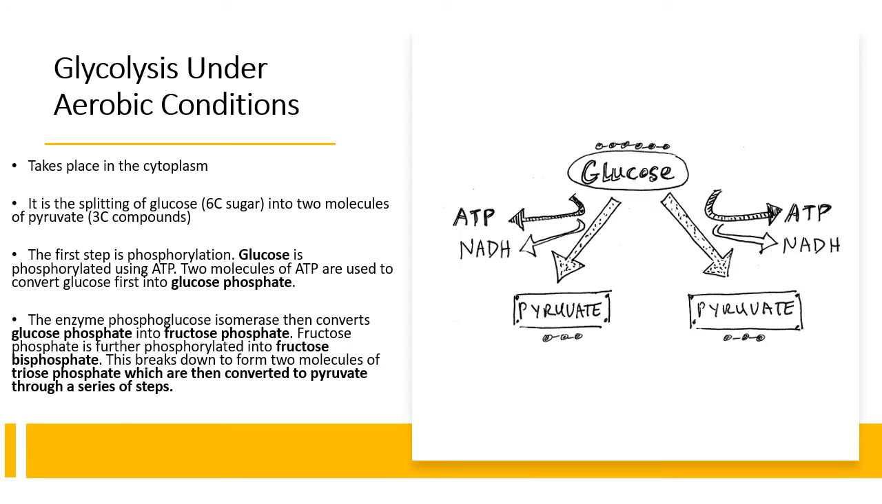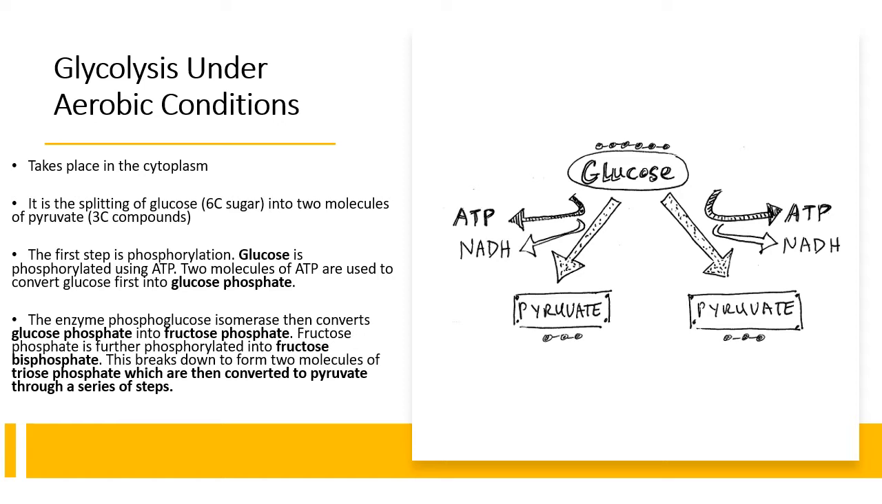So the very first step, like I showed you on the last slide, is glycolysis. Glycolysis can happen either under aerobic conditions, which means oxygen is present, or under anaerobic conditions, which means oxygen is absent. For the sake of this video, I'm only going to focus on aerobic conditions, and in the next video, I will focus on anaerobic conditions because I don't want things to get mixed up when you're learning.